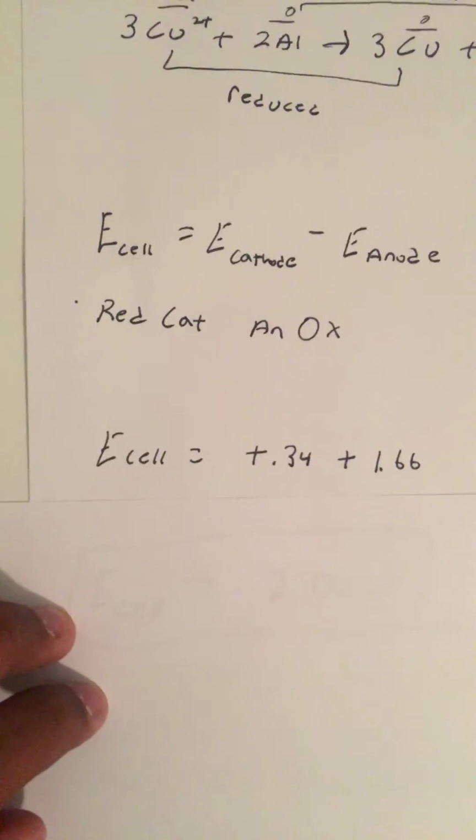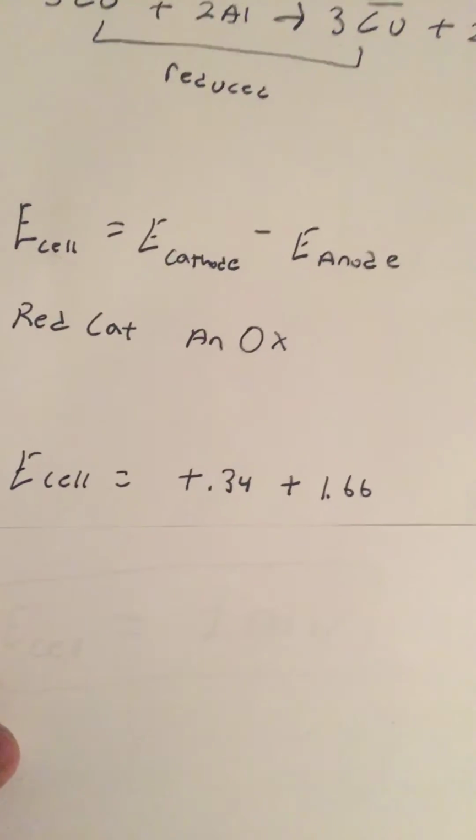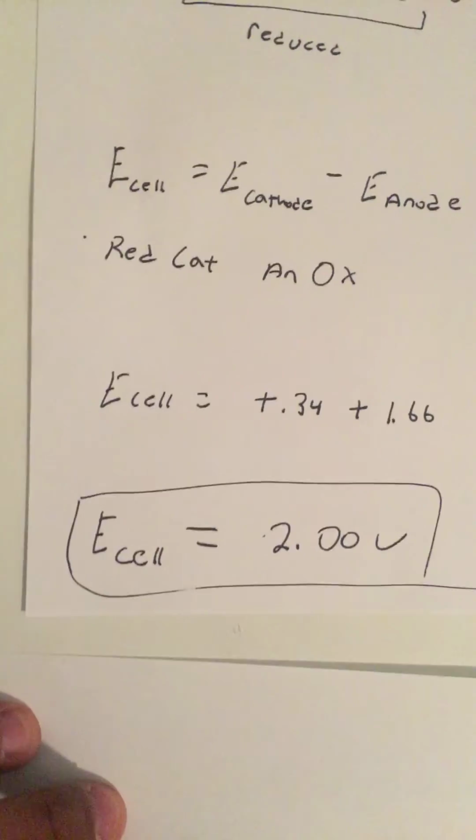So E cell equals 0.34 plus 1.66, making your E cell 2 volts.